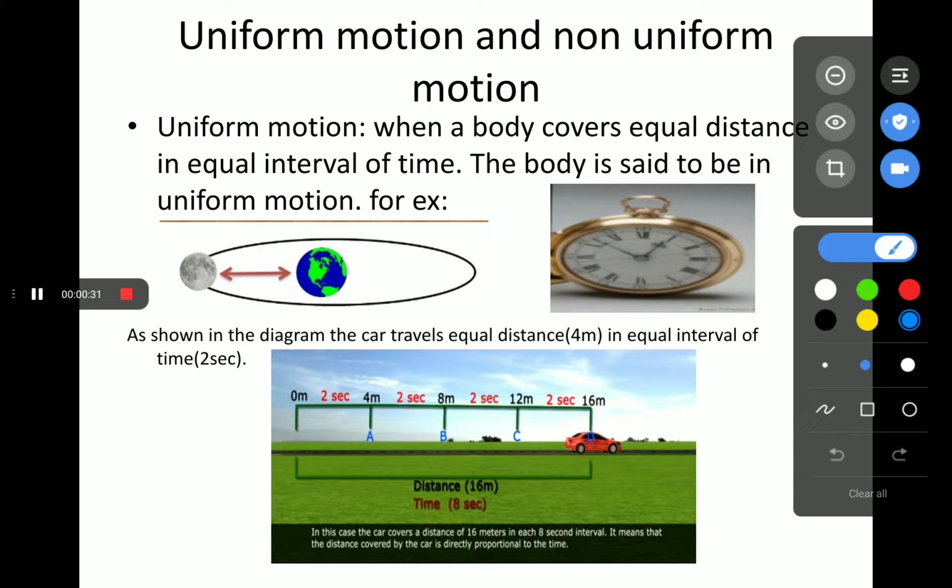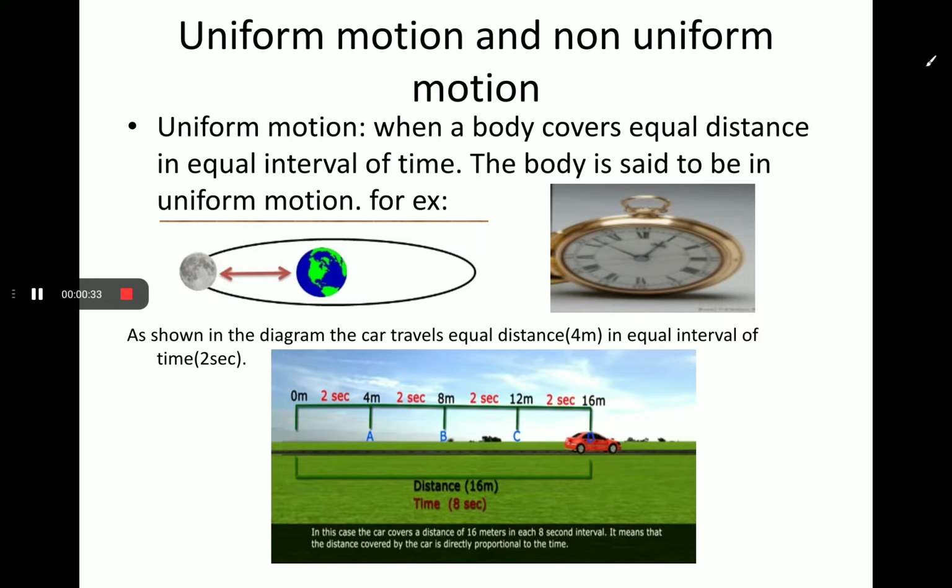We know that when a body covers equal distance in equal interval of time, then the body is said to be in uniform motion. Here in the image, there is a car and the car travels 4 meter distance in each 2 seconds. As you can see, the time interval is 2 seconds, again 2 seconds, again 2 seconds, and so on.